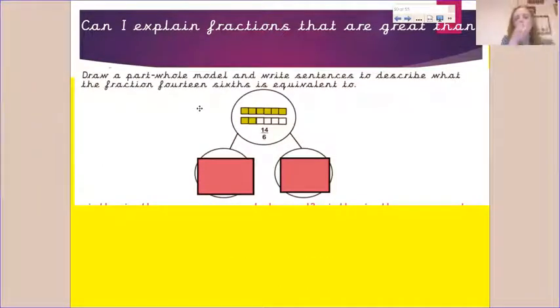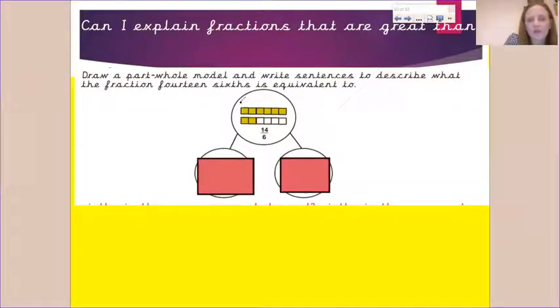Right, I want you to draw this part whole model and write sentences to describe what the fraction 14/6 is equivalent to. So what is it equal to? So pause the video now and work that out. Right, giving you some time to do it, so let's talk through it together.